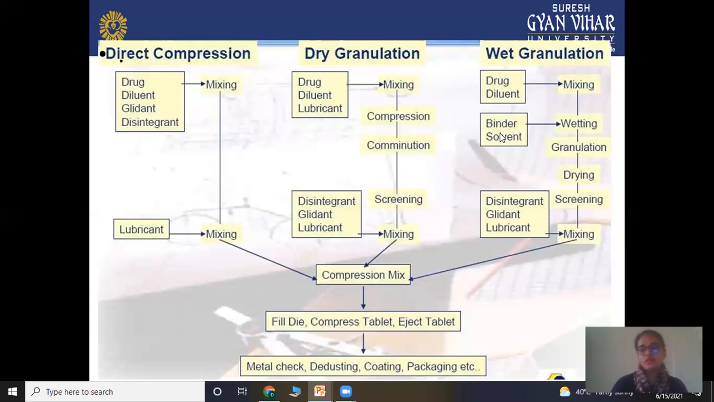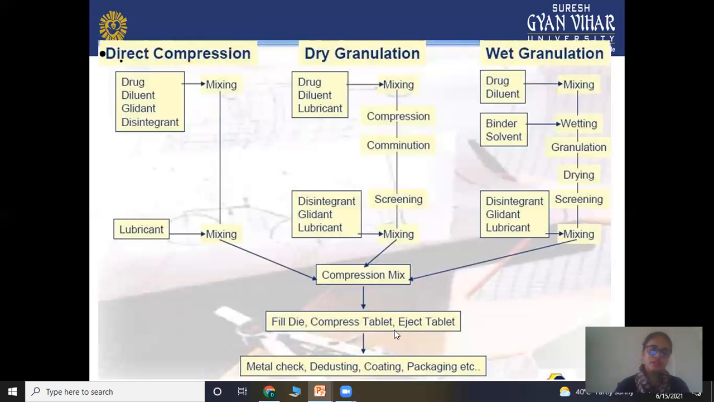Wet granulation is also the same in this, but you use a certain starch solution or binding solution for making the mass. First you add the drug and diluent, then add the binder solvent, and then a wet mass is formed and passed through a sieve to form the granules. After forming these granules, you dry them, and after drying, you pass them through the sieve, screening takes place, and then you add certain excipients like disintegrant, glidant, and lubricant. These are mixed into the granules, and then compression takes place, mainly with the help of die and punches or a tablet machine.